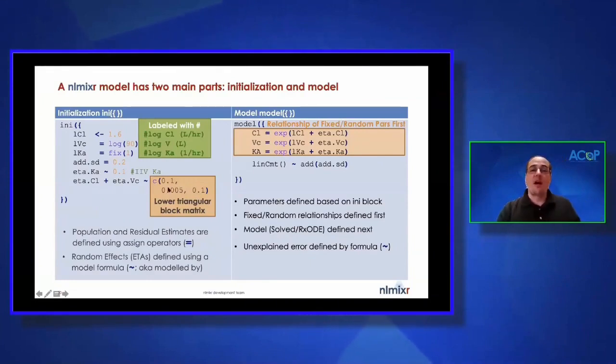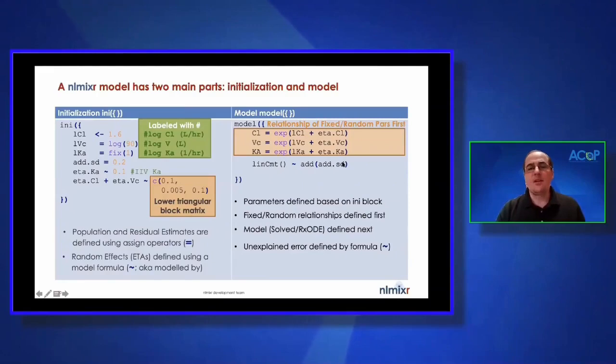Stepping away from the INI block, we go to the model block. The model block talks about the relationships between these fixed effects parameters, this random effect parameter, and also the values that we have. With these three values, nlmixr knows this is a linear compartmental model, and then you model the residual error with, again, the model by formula, this tilde, and then you have it be an additive error, with additive SD being what you're estimating here.